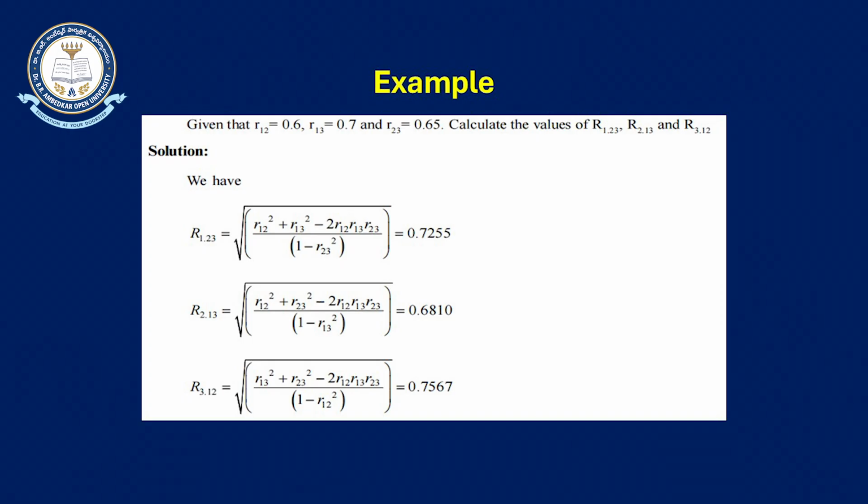This way we can identify these correlation coefficients when they are given. Then we should identify the multiple correlation coefficients, the capital R's. Next, some more examples.